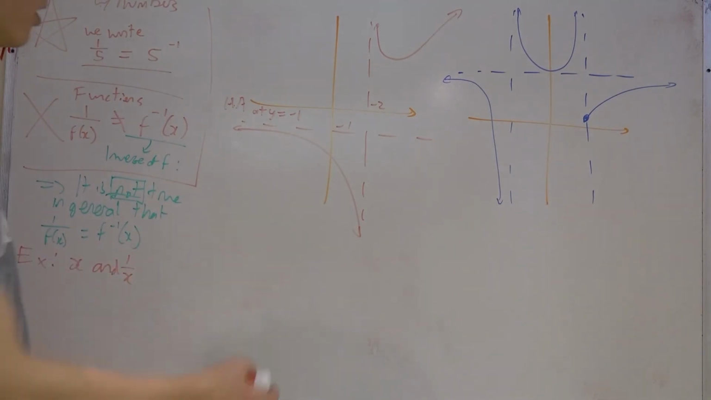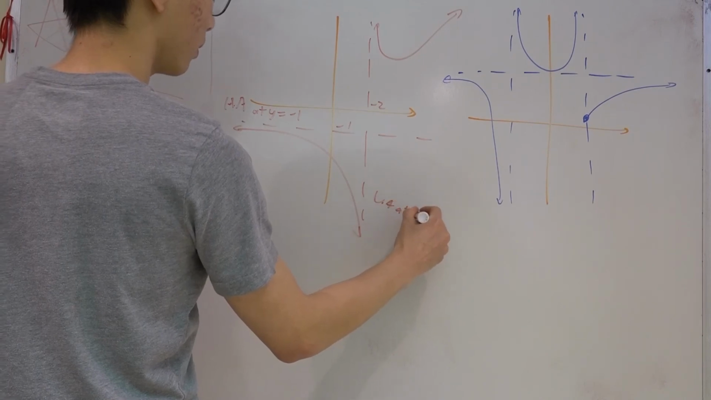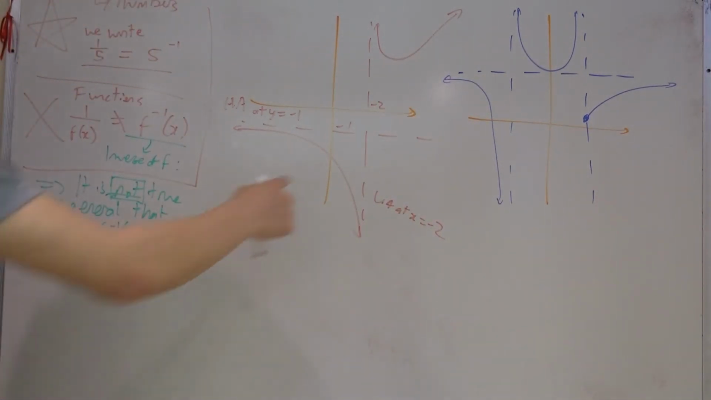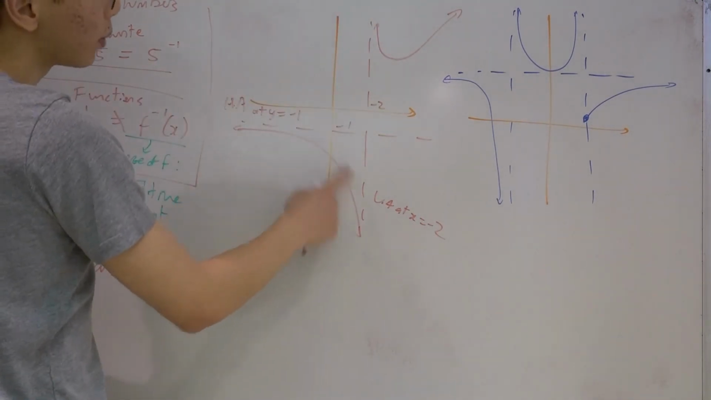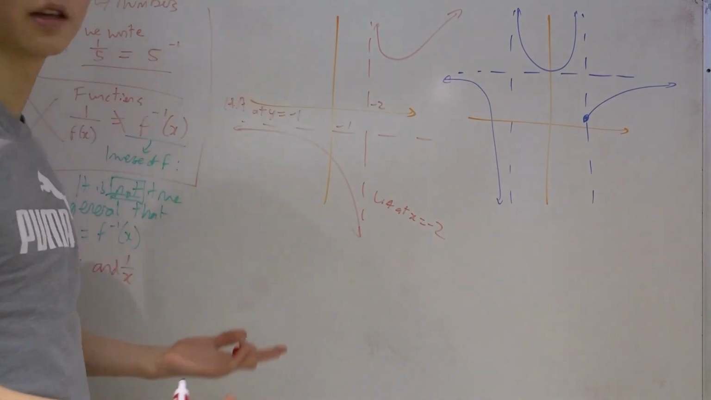Okay. Here we have a clear vertical asymptote. The reason why is because this side approaches infinity and this side approaches negative infinity. Because both sides approach infinity, it is a vertical asymptote.